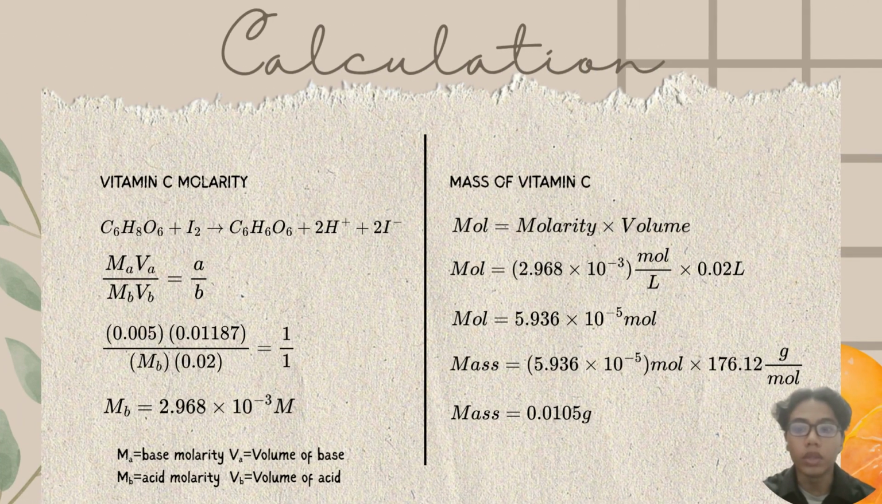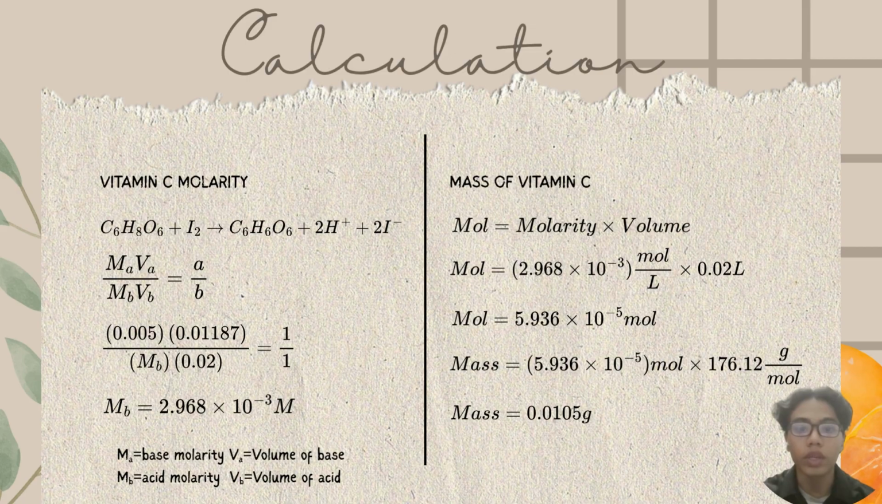Then, we need to determine the molarity for vitamin C. To do that, we need to look at the balanced equation for analyte and titrant. You could see that 1 mole of vitamin C reacts with 1 mole of iodine. We already know that the concentration of our titrant is 0.005 molar, and the volume of vitamin C used is 20 milliliter or 0.02 liter. By plugging this number and the average titration that we found previously into this formula here, we will get 2.968 times 10 to the power of negative 3 molar for the molarity of vitamin C.